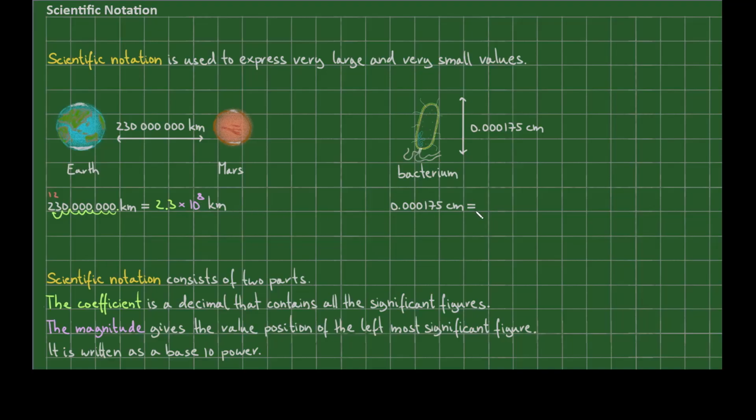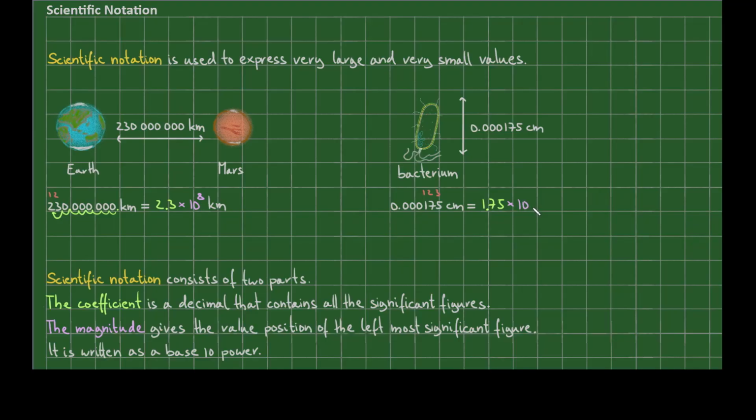Let me convert the length of the bacterium into scientific notation as well. This value has 3 significant figures, 1, 7, and 5. These 3 significant figures will make up the coefficient. The decimal point goes after the first digit. So now I have 1.75. The magnitude will be a base 10 power, so I can write multiplied by 10.